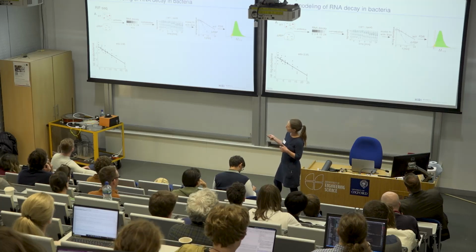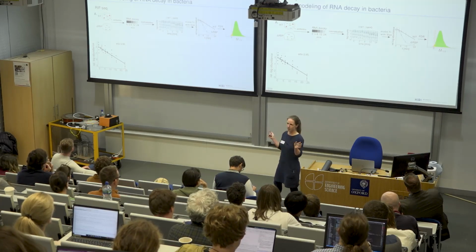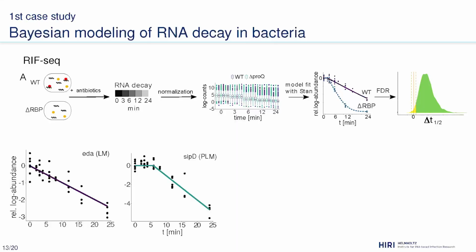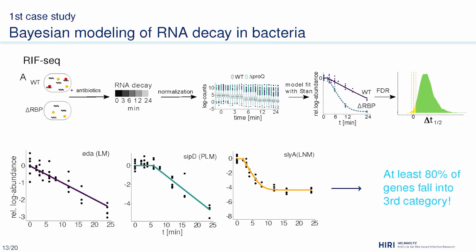Some of the transcripts decay like this, so that's just a simple linear model. Some of them decay like this, so I can fit this with a piecewise linear model. But actually, most of the transcripts decay like this, so they go towards some stable baseline value. This affects 80% of the genes, and it's something that previously has not been taken into account. It's crazy. People just neglected this fact. They try to fit a linear model to this.